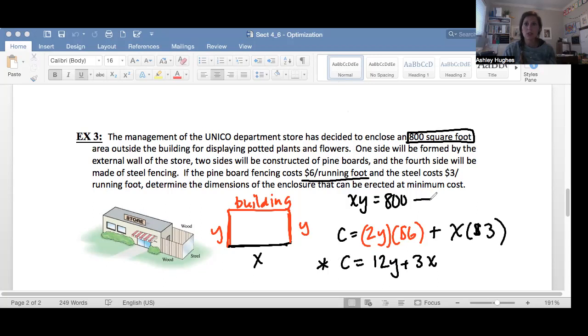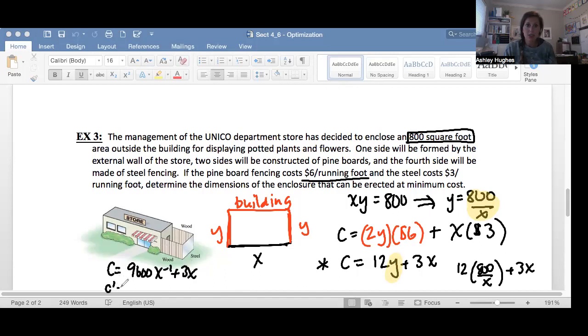So remember, use the constraint function to solve for one of the variables. So we're going to solve for Y by dividing by X. And now you can substitute this into here. And so I have 12 times 800 over X plus 3X. And so 9600 X to the -1 plus 3X is your cost. Take the derivative, so -9600 X to the -2 plus 3 equals 0.